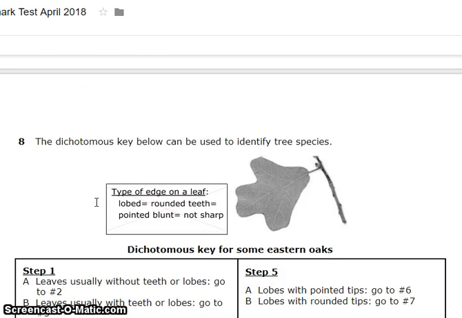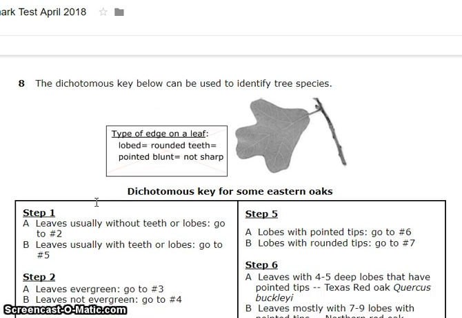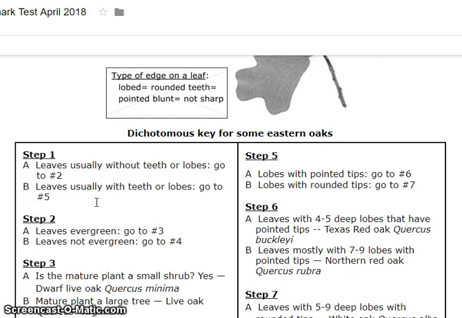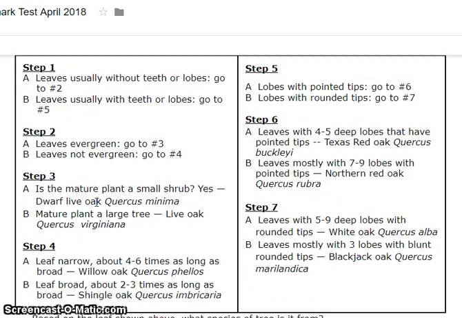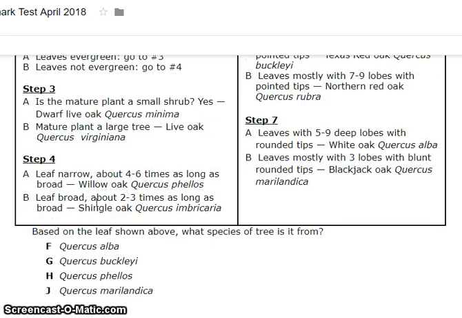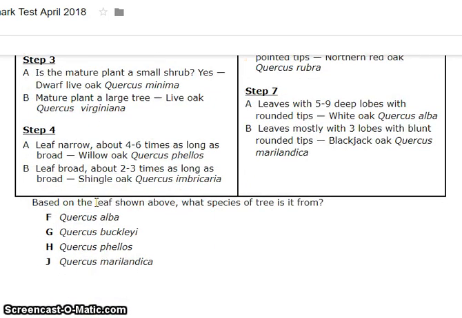Number 8. The dichotomous key below can be used to identify tree species. Please look on your test to see the complete dichotomous key. Based on the leaves shown above, what species of tree is it from? F. Quercus alba. G. Quercus buckleyi. H. Quercus phellos. J. Quercus marilandica.